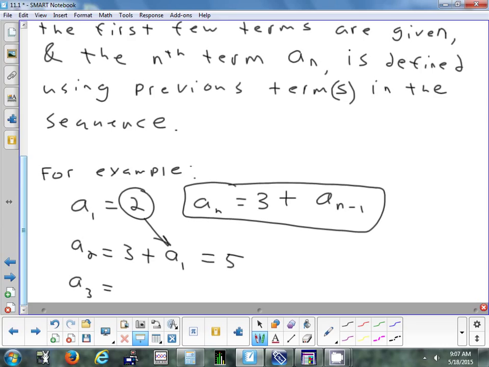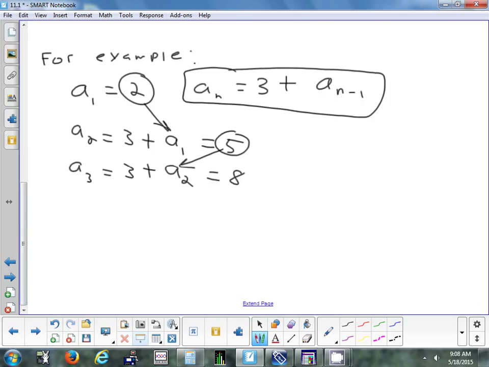Okay, if I wanted a sub 3, well, I'd fill 3 in. A sub 3 is equal to 3 plus a sub 3 minus 1. 3 minus 1 is 2. So now I need the second term. But I already have that. So I fill that in. And I get 8. Okay, so it all goes back to the very first term, and you're basically plugging it in all the way down your formulas to get the one you want. Okay, now that's a very, very simple recursive sequence.